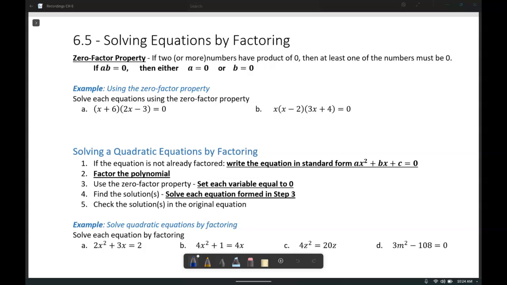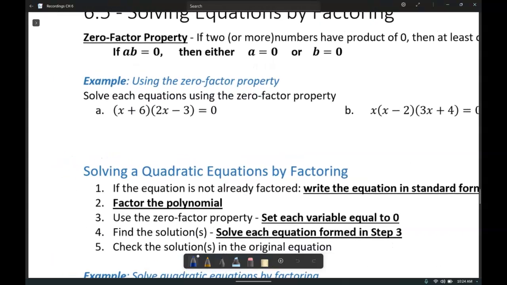Our last part of reviewing our factoring is solving equations by factoring. Recall that the zero factor property is when two or more numbers have a product of zero, then at least one of those numbers must be zero. So using the zero factor property, if we have an equation where we have several factors set equal to zero, then we can set each of those factors equal to zero and then solve for the result.